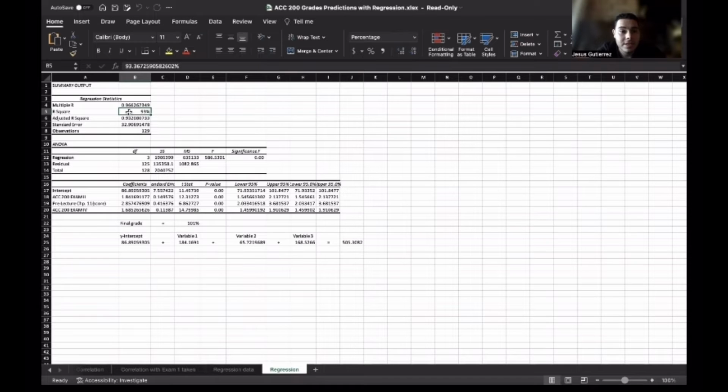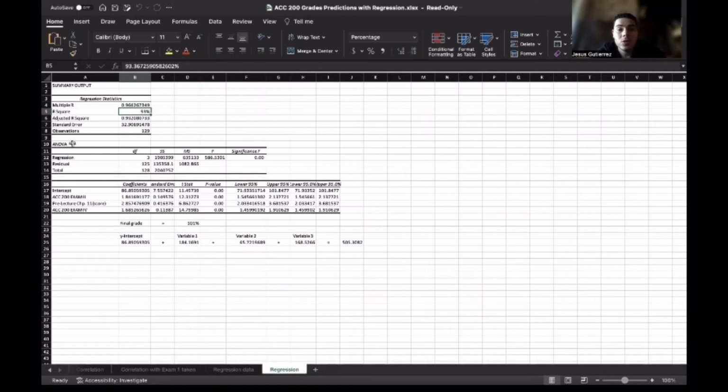In our data, we can see that this is 93%, which is great because that means that our independent variables we chose greatly explain our dependent variable. So in this case, the tests and assignments we chose, these right here, are good indicators of what a student can expect as a grade based solely on these scores.